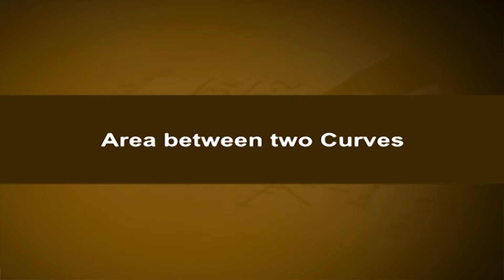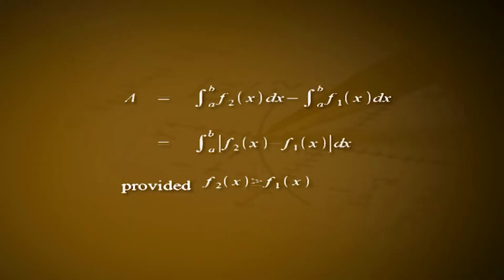Area between two curves. The area bounded by the curves y = f2(x), y = f1(x) and the ordinates x = a, x = b is given by A = ∫ from a to b of f2(x) dx − ∫ from a to b of f1(x) dx, which is equal to the integral from a to b of (f2(x) − f1(x)) dx, provided f2(x) ≥ f1(x).